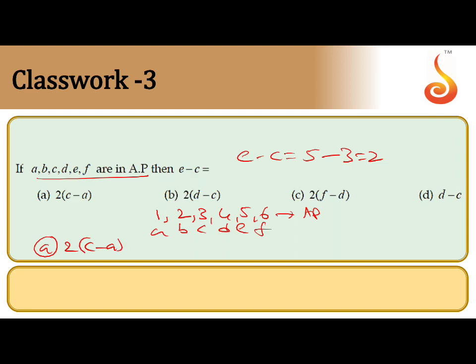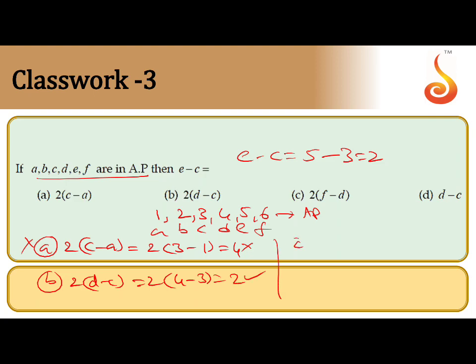2 into c minus a: 2 into c is 3, minus 1, that gives 4. So this is ruled out because we want 2, and here we got 4. So this is wrong. Now 2 into d minus c: 2 into d value, what? 4, minus c, 3, so that means 2 into 1, 2. This choice is possible. Now you can check the other options also, whether we get 2 or not. 2 into f minus d: f is 6 minus 4, that gives 4. This is wrong.